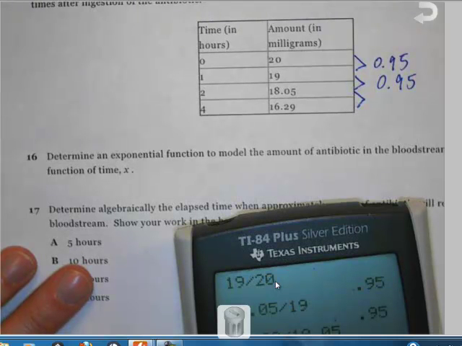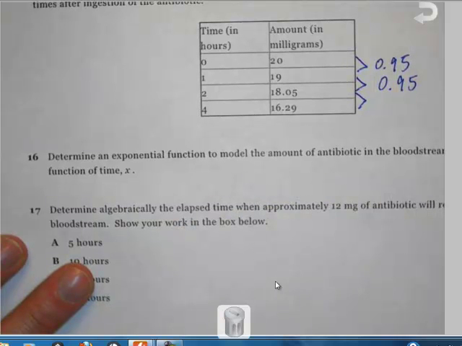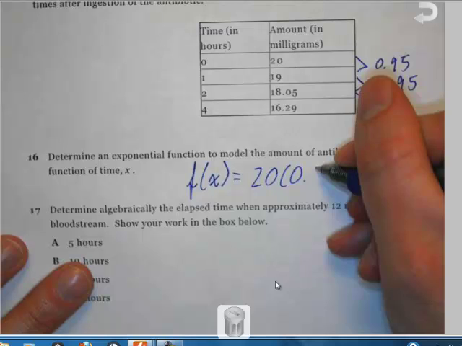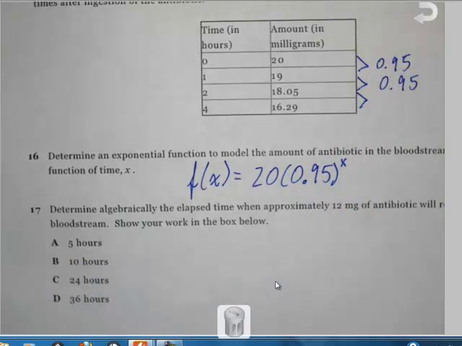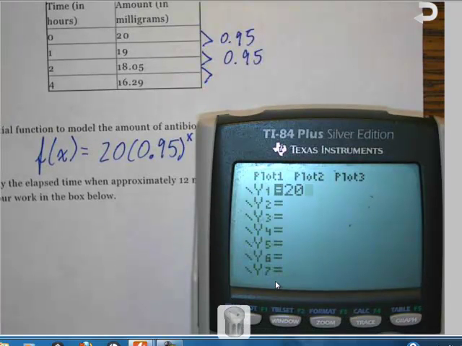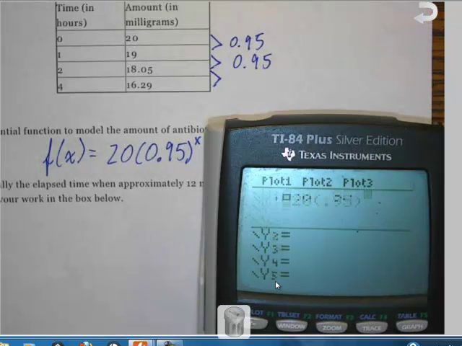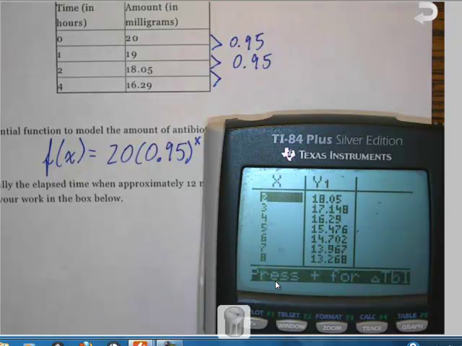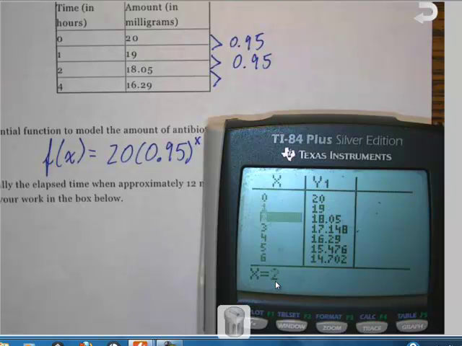So, what I'm going to do is set up my function as f of x is going to equal the 20 that I start with times 0.95. They weren't asking me for the rate. I'm going to set it to the power of x. Then I'm going to plug it into my calculator as 20 times 0.95 to the power of x. And then I'm going to go to my table to see if it matches. And I find, lo and behold, it works for 0, it works for 1, it works for 2, for 3, and it actually does work for 4, but I don't know why it didn't work out too well.